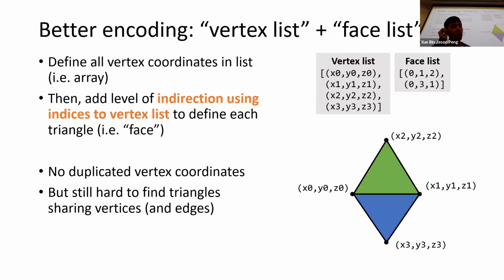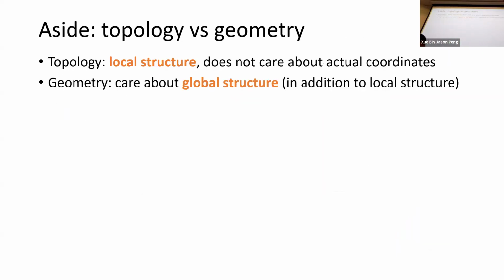Okay. Then next, let's take a look at how we can design a data structure that will make common mesh operations more efficient. To design a more efficient data structure, we are first going to take a look at some useful concepts. And the concept that this data structure is going to take advantage of is to leverage the difference between the topology of a mesh and the geometry of a mesh.